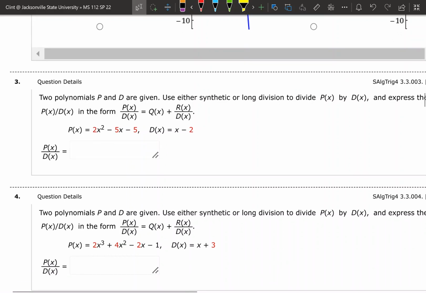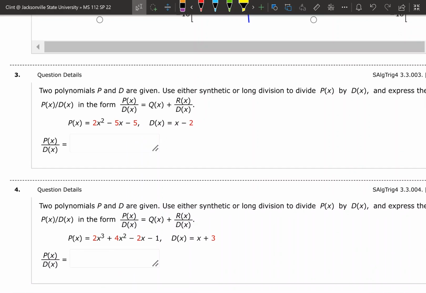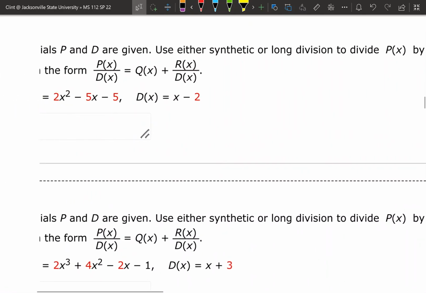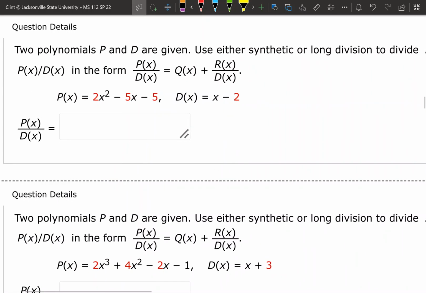Number 3 gives us these 2 polynomials and tells us to divide. So we want to divide P by D. Okay. And this one we can do either way. We can either do synthetic division or long division. Okay. I'm going to guess most of you would probably rather do synthetic division. So we'll do this one synthetic, and then if you want to do the other one long division, we will.